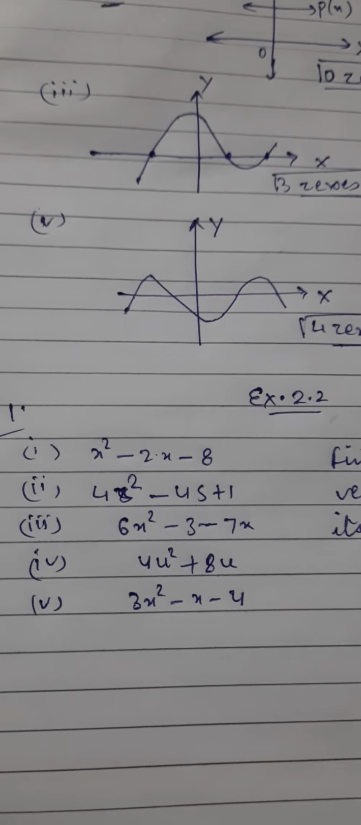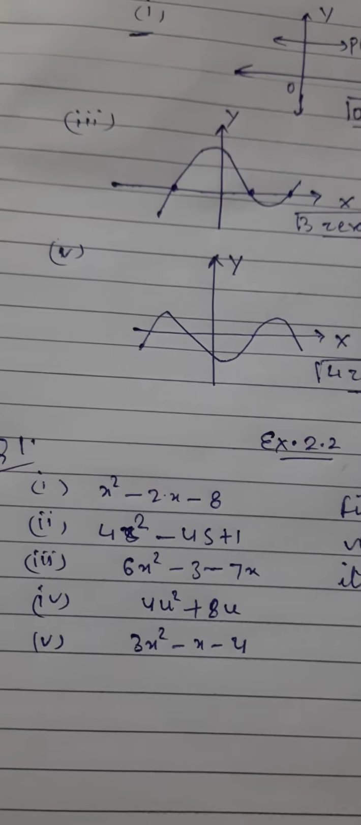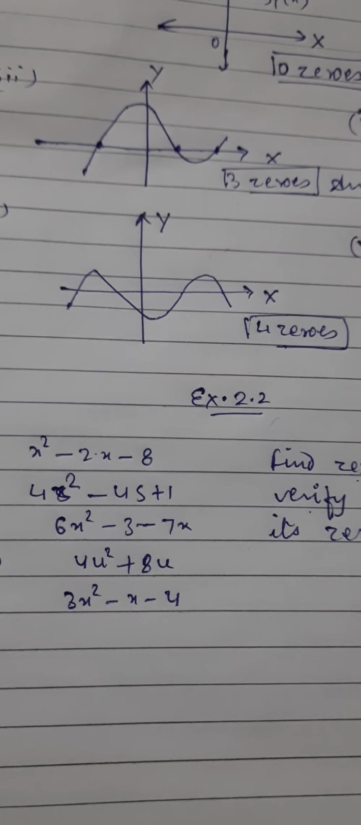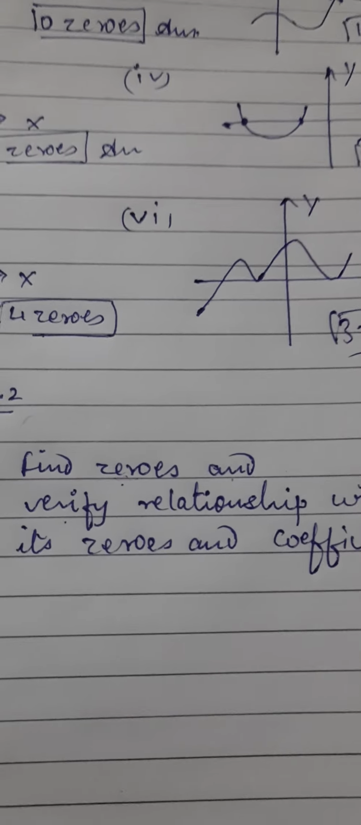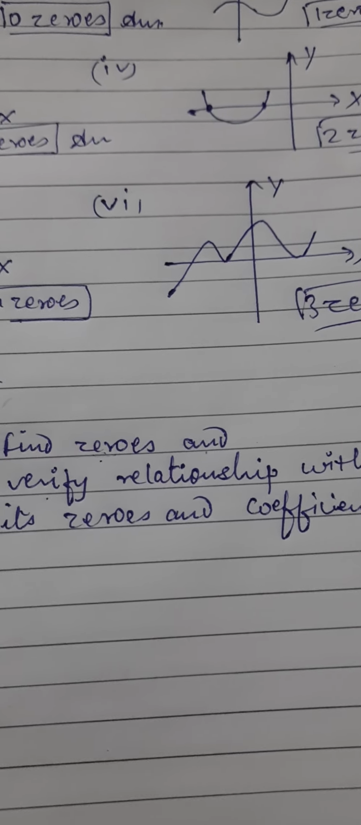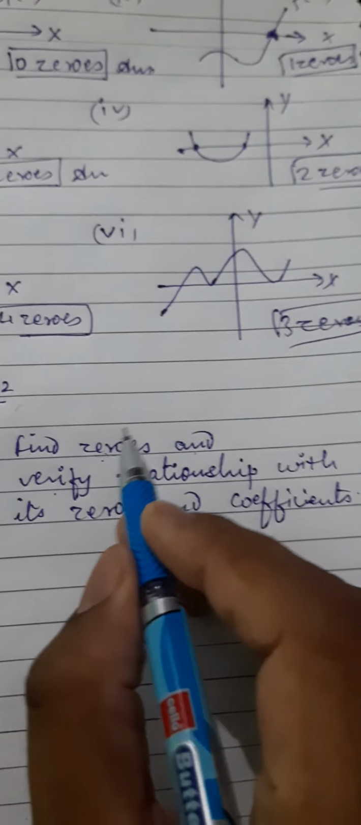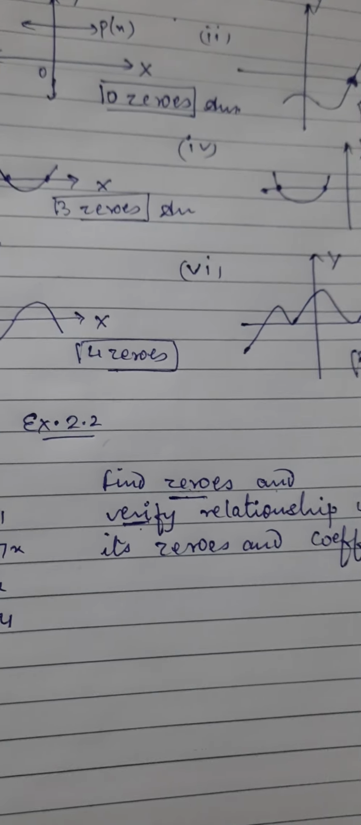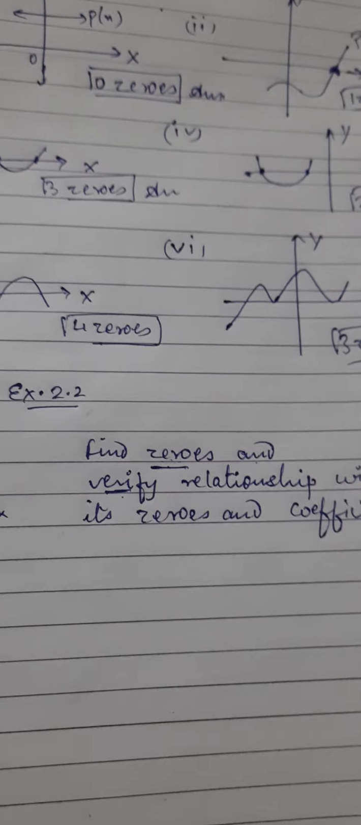I wrote some 5 questions. It is question number first, 5 parts are there, okay? See these all parts. These all are quadratic polynomials. Everywhere power is 2, so it is quadratic polynomial. And what we have to do? We have to find zeros and verify the relationship with its zeros and coefficients. We have to find zeros first thing, then we have to verify also. So I will find zeros first, okay, then verification I will tell how to do.